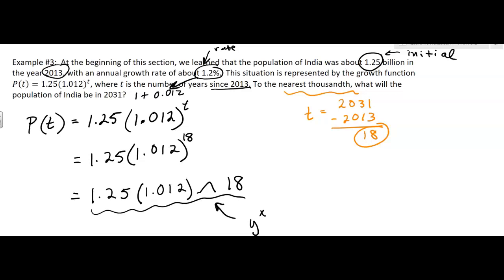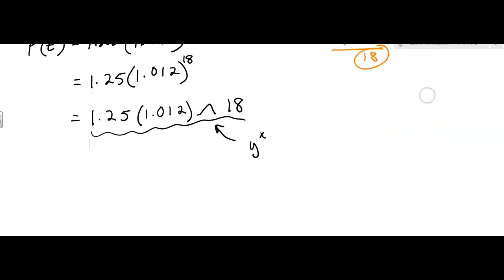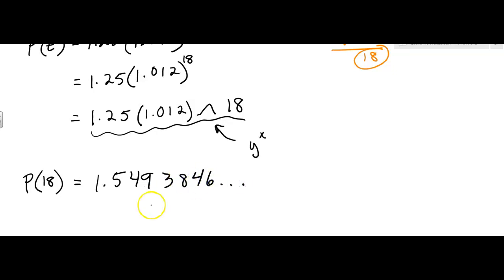So on my calculator, I am getting, let me scroll this up a minute, P of 18, I could have put that. So in the year 2031, it's about 1.549386. That's what I'm getting. They asked for the nearest thousandth, so we're going to be rounding to that.